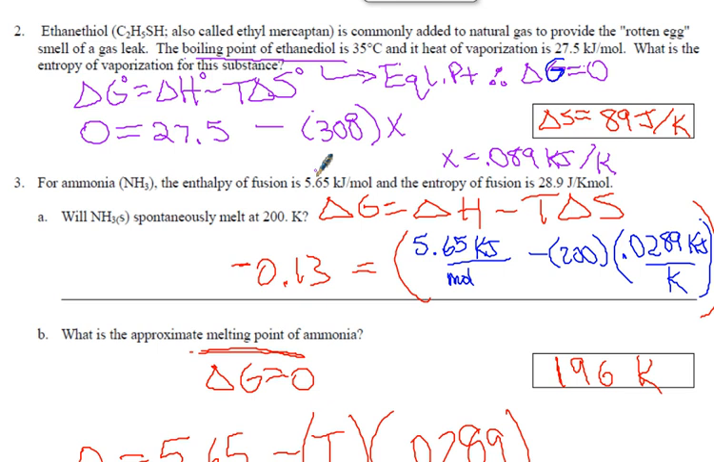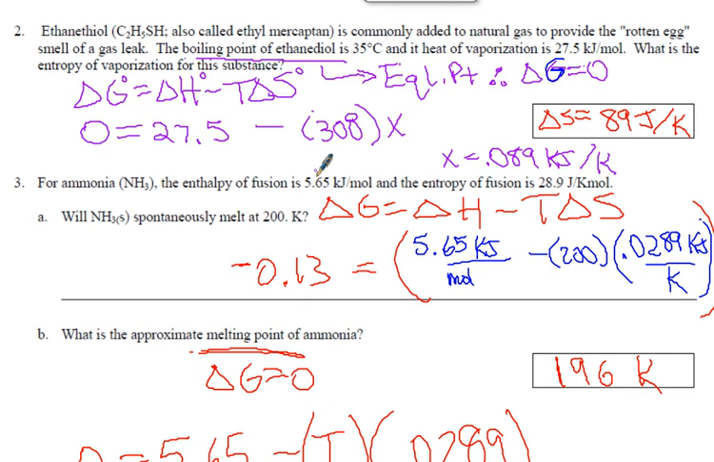I usually say not or prime. Sometimes it's read as delta G prime or delta G not. But either prime or not. No one ever says degrees in that scenario. I've never heard delta G degrees. Okay?